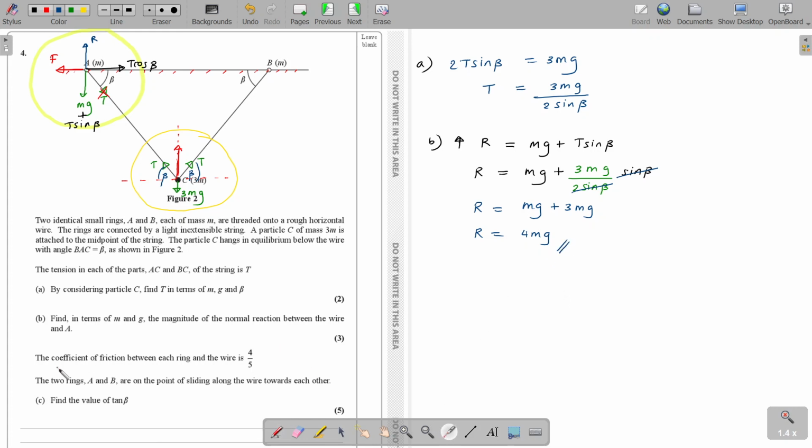Then we'll go to the next part. The coefficient of friction between each ring and wire is 4 over 5. Okay, they have given you the mu value.